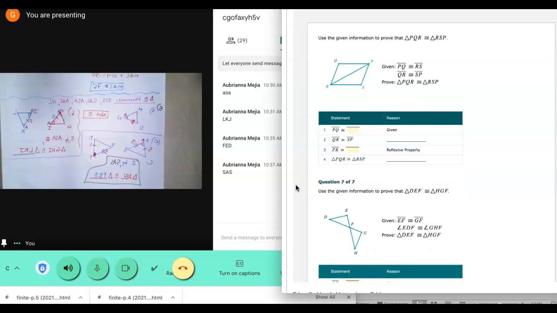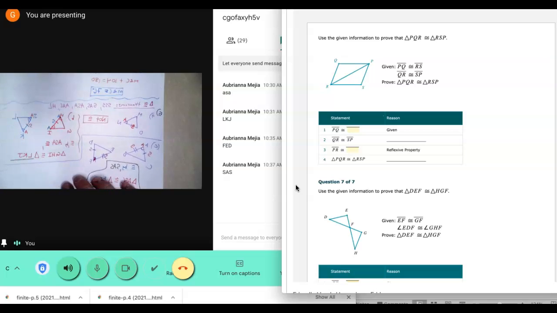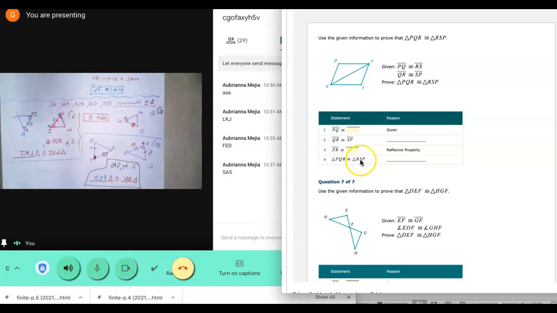The next couple, you can see they're basically proofs, which we haven't done yet. Proofs are basically when you write out all the different parts that are congruent from the triangles, and you give a reason why they're congruent, and then at the end you say something like what it says here: triangle blank is congruent to triangle blank, or triangle PQR is congruent to triangle RSP by whichever theorem applies.